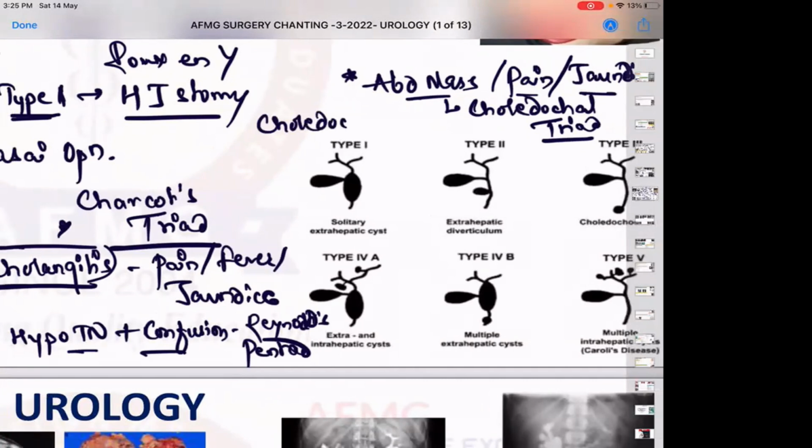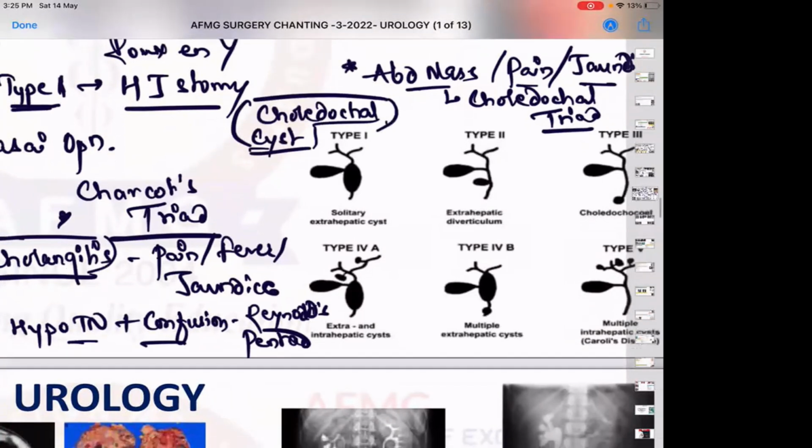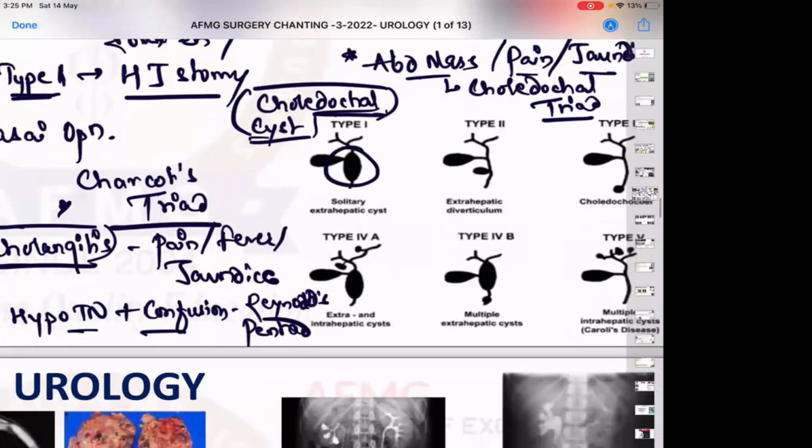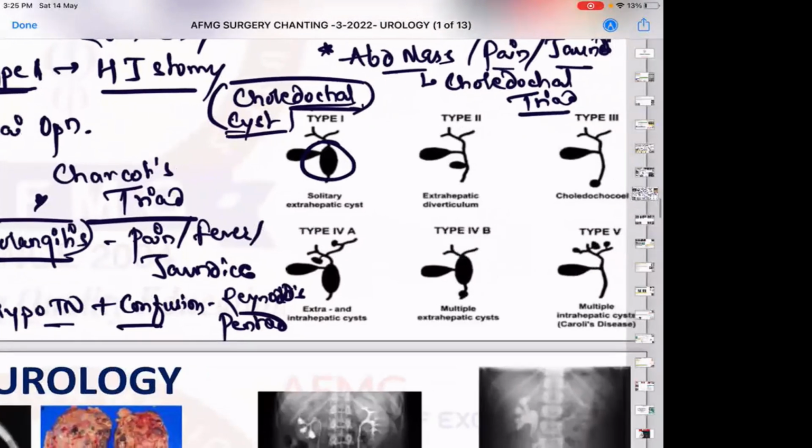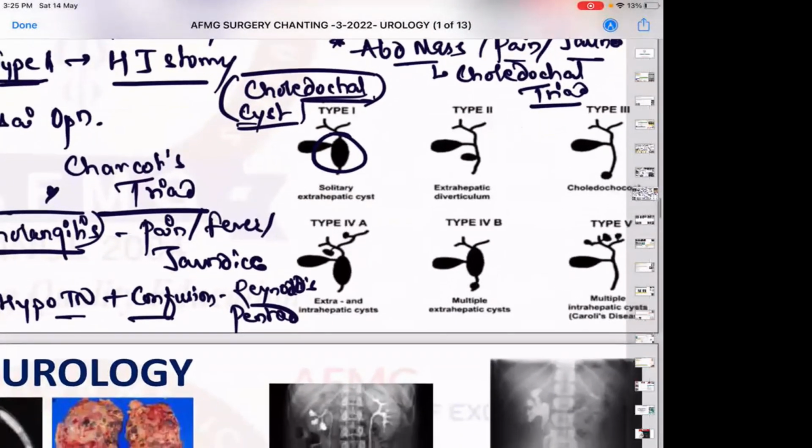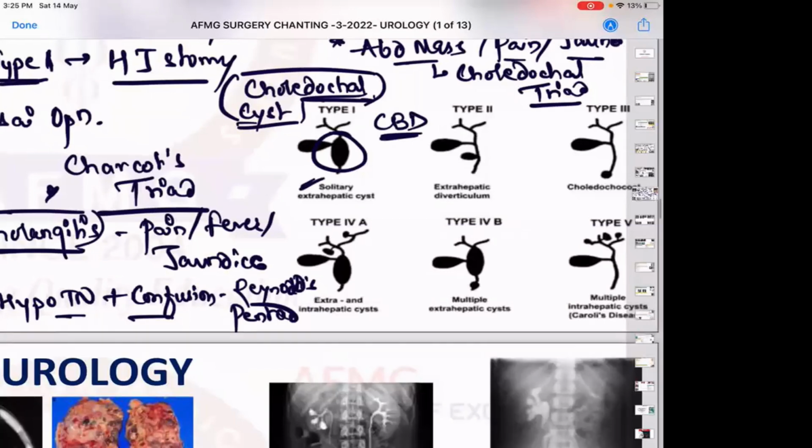And what do we mean by choledochal cyst? That means there is a cystic dilatation in the biliary pathway. So this is what a cystic dilatation looks like. Type 1, type 2, and type 3 are associated with the common bile duct. Type 1 is cystic dilatation of CBD. Type 2 is a diverticulum in CBD. And type 3 is usually dilatation in the duodenal part of CBD.